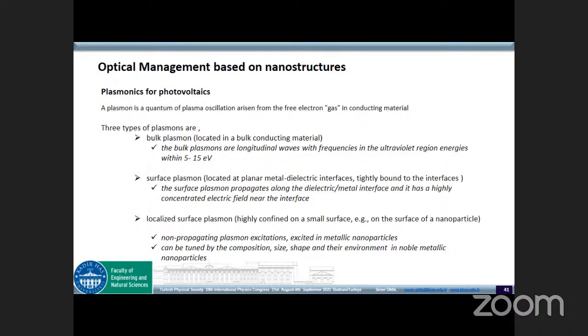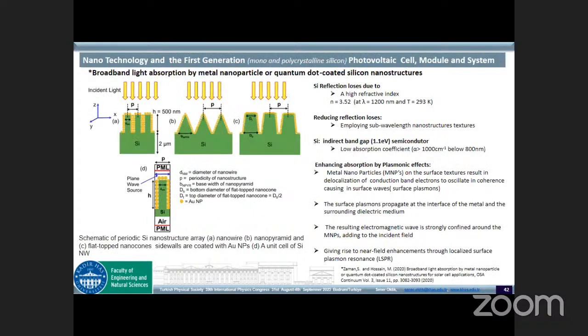And probably I should say a couple of words on plasmonic photovoltaics. As you know, a plasmon is a quantum plasma oscillation, and they arise from the free electron gas in a conducting material. But we've got different types of plasmons: bulk plasmons, surface plasmons, and localized surface plasmons. How can we utilize those concepts in photovoltaics? For instance, if you have the surface of a silicon coated with nanometallic particles, you start creating surface plasmons.